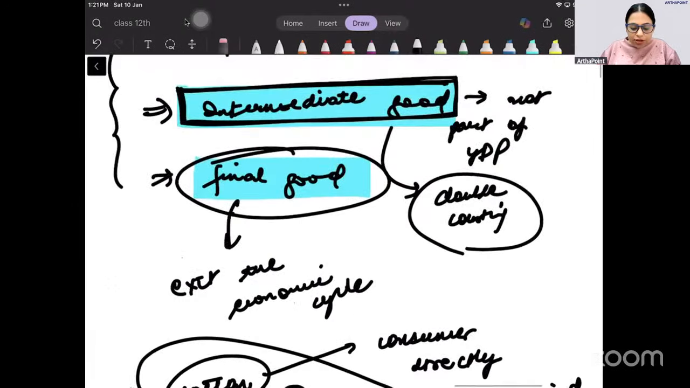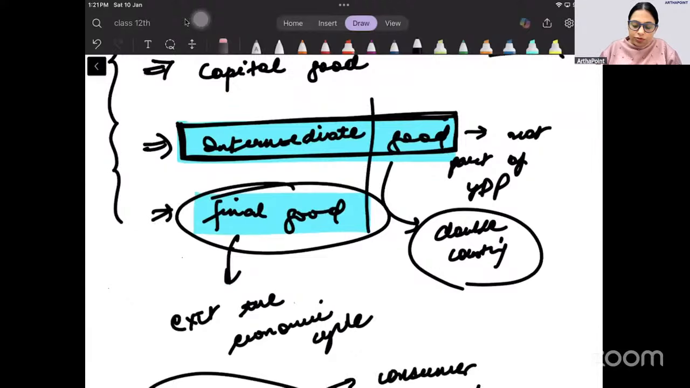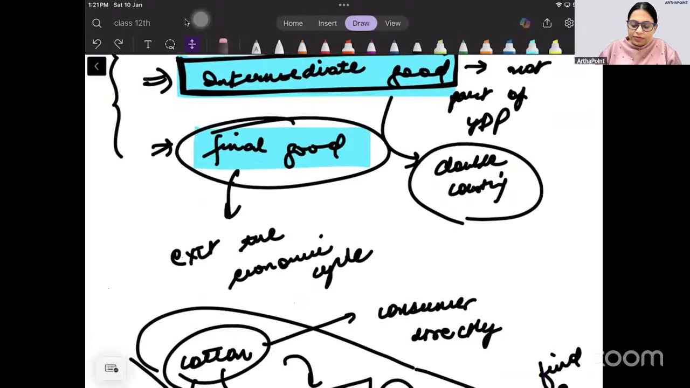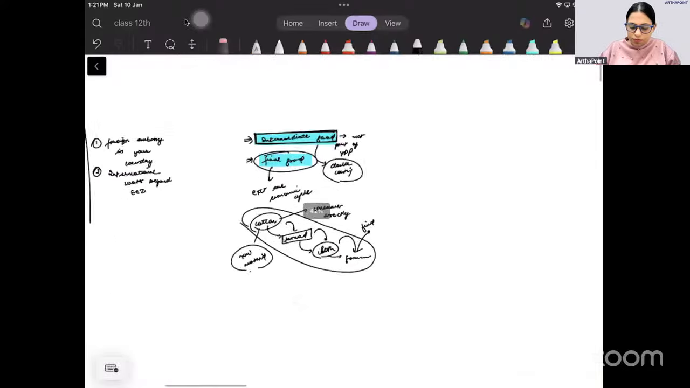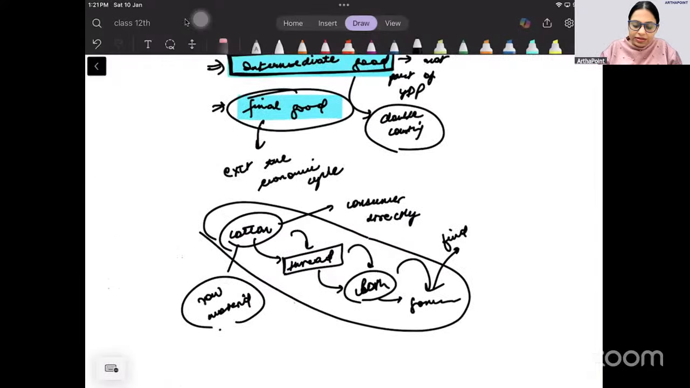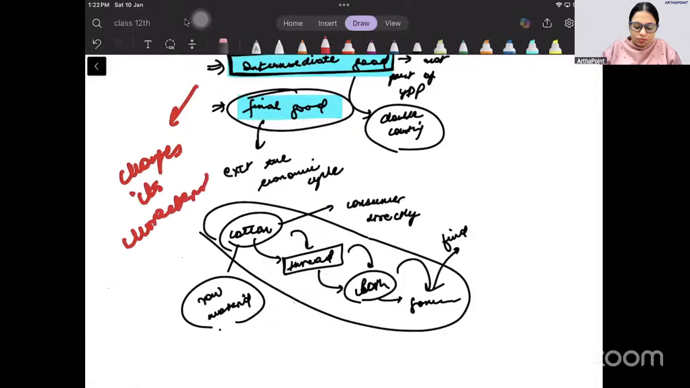अब intermediate good has a property. इसका एक property होता है that it changes its characteristics in the process of converting to final good.